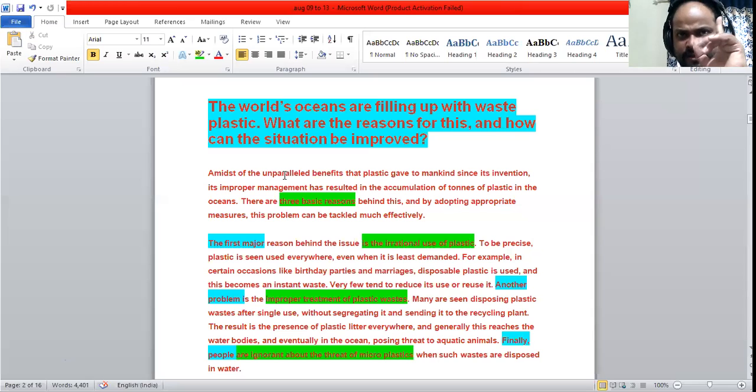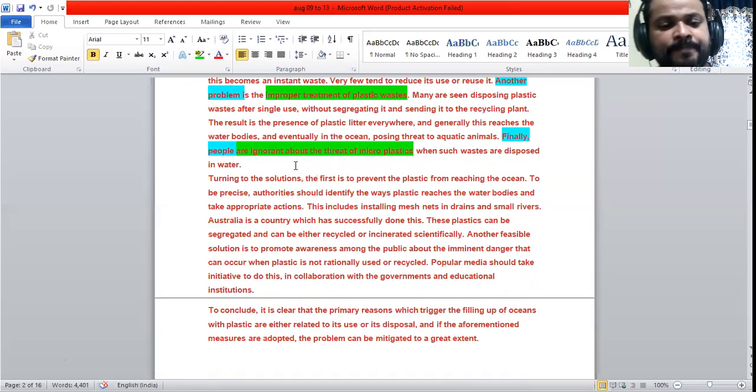So I have mentioned three basic reasons, and I've said in the introduction that by adopting appropriate measures, this problem can be tackled much more effectively. What are the appropriate measures? Turning to the solutions, the first is to prevent plastic from reaching the ocean. You have to keep this objective in mind. To be precise, authorities should identify the ways plastic reaches the water bodies and take appropriate actions.